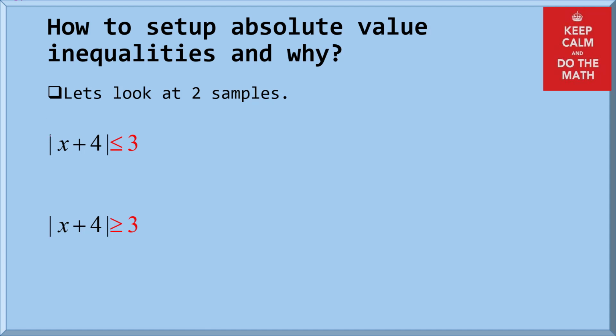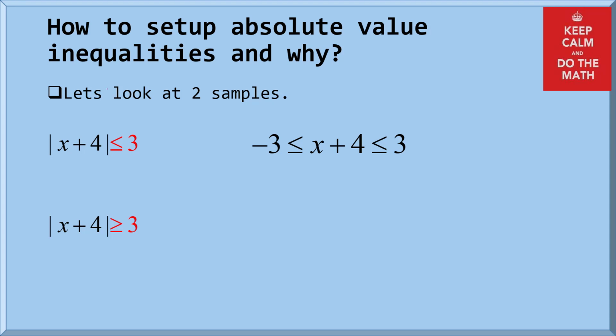The absolute value of x plus 4 is less than or equal to 3, and the absolute value of x plus 4 is greater than or equal to 3. The first one, because it's a less than symbol, you set it up as a continuous compound inequality, where you set x plus 4 in the middle so that it's greater than negative 3 but less than 3.